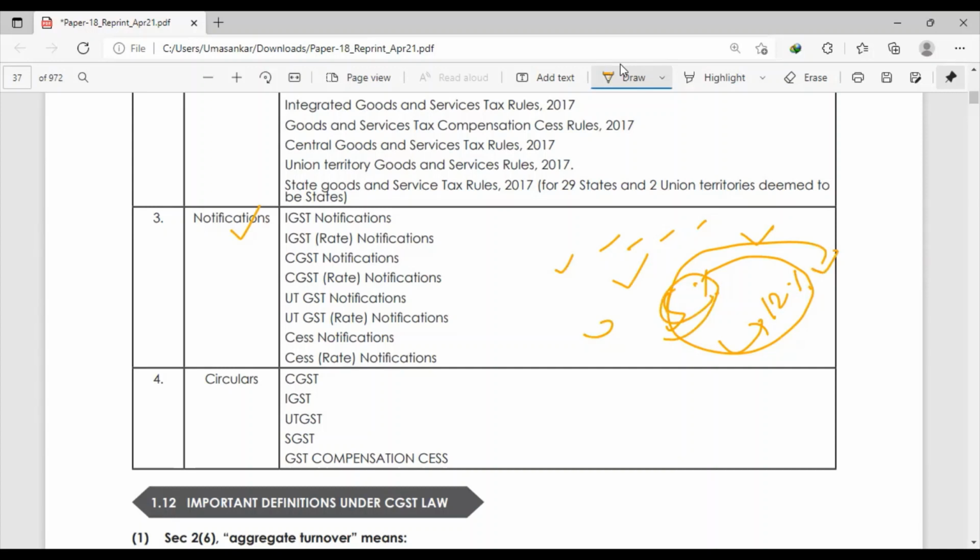And what do you mean by circular? Circular means time to time amendments will be given through circulars. Amendment means, for example, now they want to exempt some product or some goods. They will give this information through circulars. Okay. Now we'll go further.